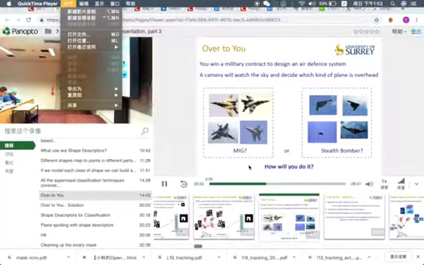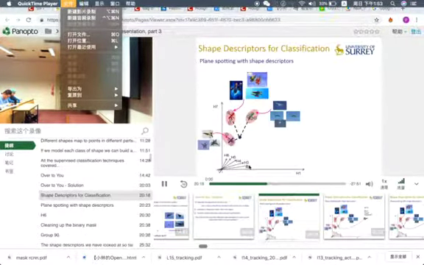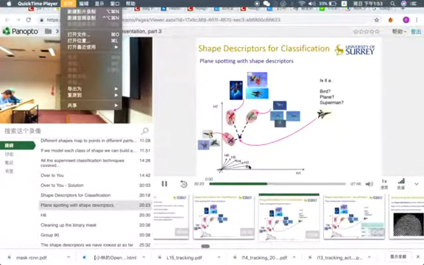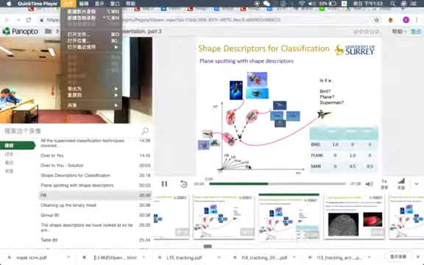All right, so this was the solution then. You'd separate the plane from the blue sky using this color classifier. You calculate a shape descriptor from that region. You then perform a supervised classification using an eigenmodel. So you end up with this sort of scenario: you've got multiple classes of object against the sky, and you can classify which one it is. And then you would perhaps evaluate the performance of your system using something like a confusion matrix. Yeah? Okay.